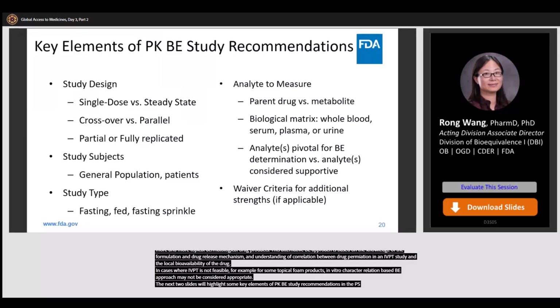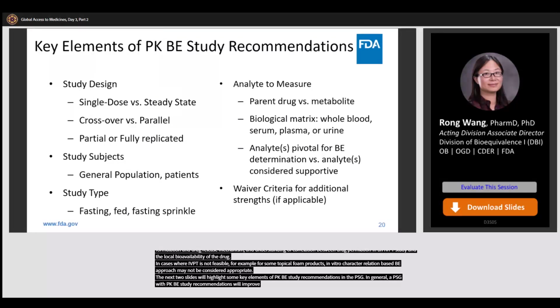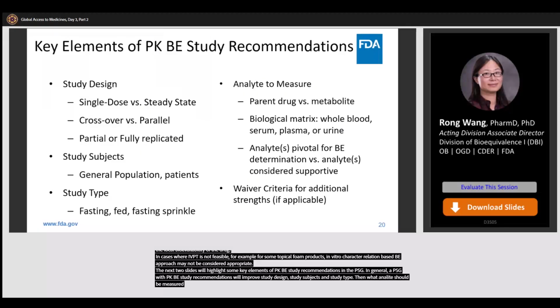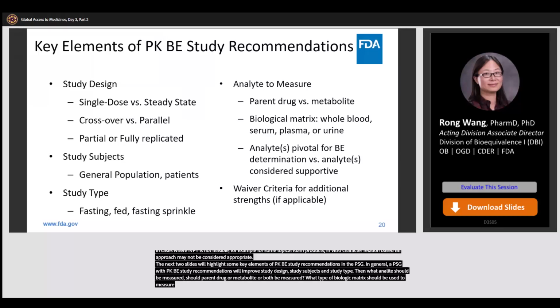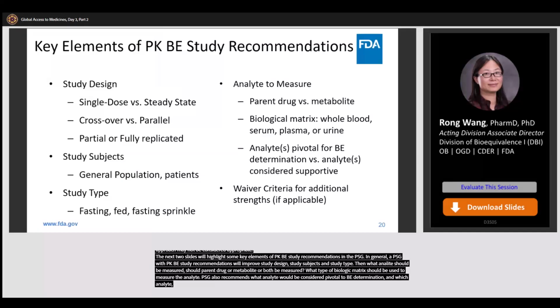In general, a PSG with PK BE study recommendations will include study design, study subjects, and study type. Then, what analyte should be measured? Should parent drug or metabolite or both be measured? What type of biologic matrix should be used to measure the analyte? The PSG also recommends what analyte would be considered pivotal to BE determination and which analyte, if applicable, should be considered supportive. For a drug product with multiple strengths, the PSG also includes waiver criteria for additional strengths, if applicable.